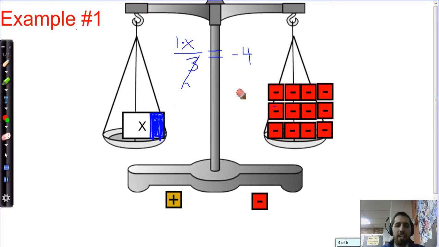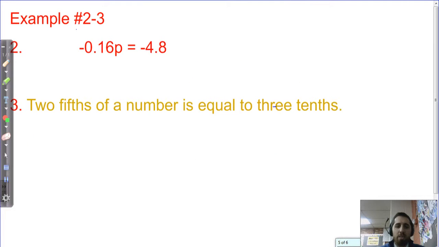But again, I need you to rewind a little bit if you need to get not just the numerical representation but also the visual. Let's move on to some other examples. Number 2 is using some decimals for us, and it's saying -16/100 p, or -16/100 times p, is equal to -4 8/10. Now we'll use the same process.